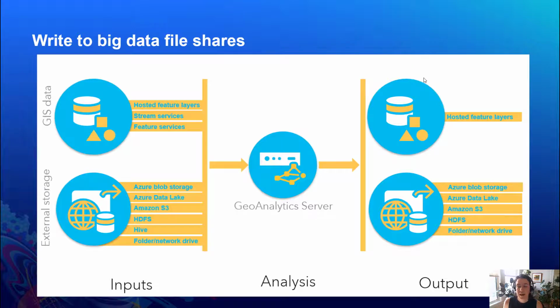So we have this image that came from a blog, and we do have a blog on the data sources that are supported. The inputs on the left are GIS data, so hosted feature layers, stream services, feature services, and then external storage: Azure Blob Storage, Data Lake, Amazon S3, HDFS, Hive, and then the folder, which could also be a network drive. Analysis happens on the GeoAnalytics server, and the output results, by default, go to the top right, which is the hosted feature layers, but optionally, you can write back to your Azure Blob Storage or Data Lake, Amazon S3, HDFS, or your folder share.